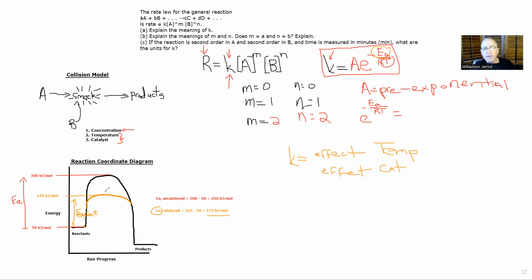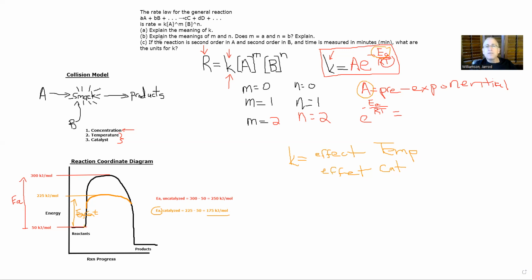Because if you lower the activation energy barrier, that's going to affect this equation right here, which affects K, the rate constant. This capital A right here is not the same thing as this A chemical reactant. It's just coincidence. Okay. So that's the meaning of K. It's actually kind of a lot.